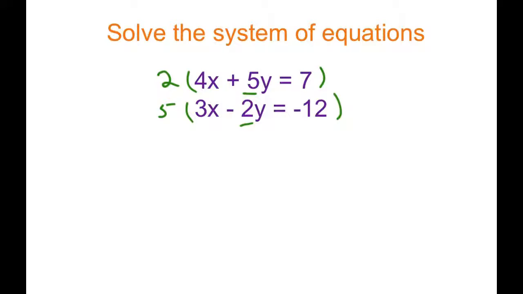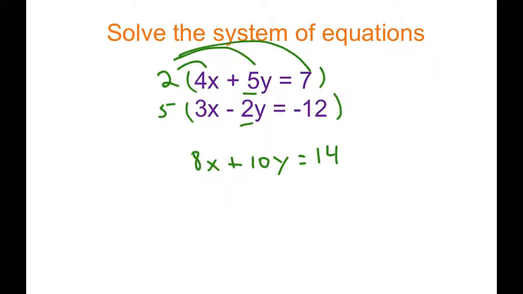Okay, now I could also put negatives in here, and that way I could change up the problem when it comes time to eliminate on whether I want to add or subtract. But I'm just going to leave it as 2 and 5 for now. So 2 is getting multiplied by all of that. So 2 times 4x is 8x, plus 2 times 5y is 10y, equals 2 times 7 is 14. And be real careful. A lot of times people forget that last part. All right, multiply 5 by all of that. 5 times 3x is 15x. Oh, that's not a plus.